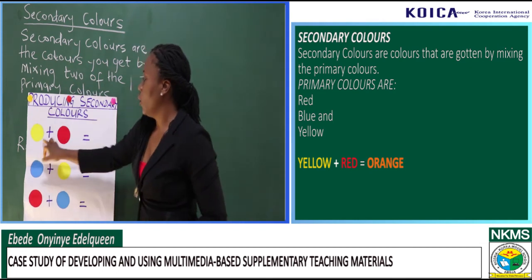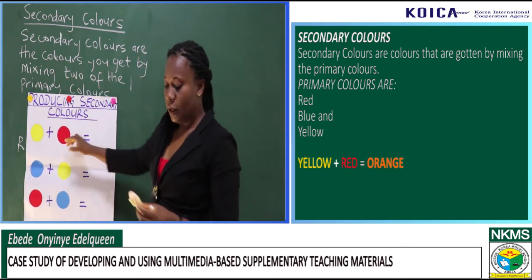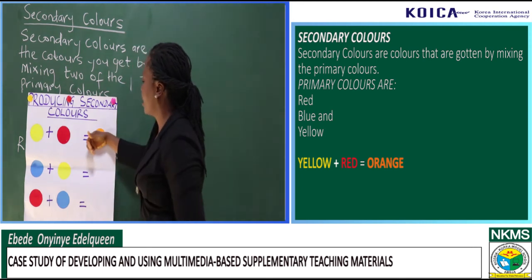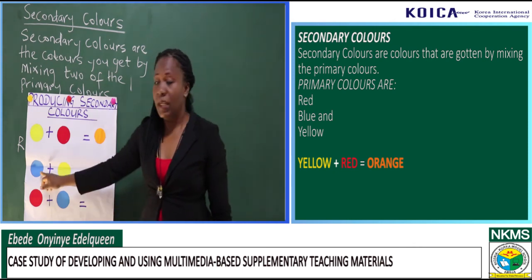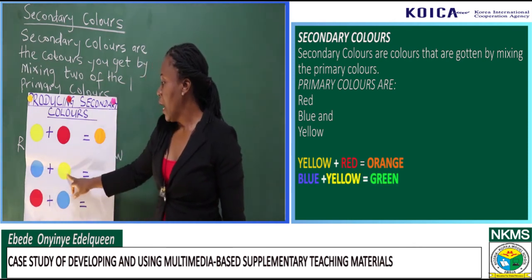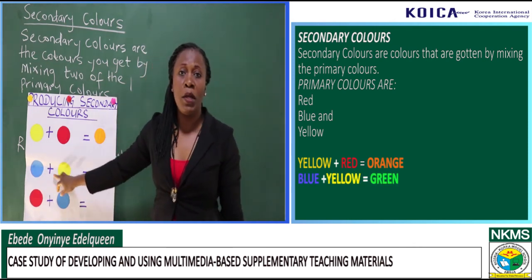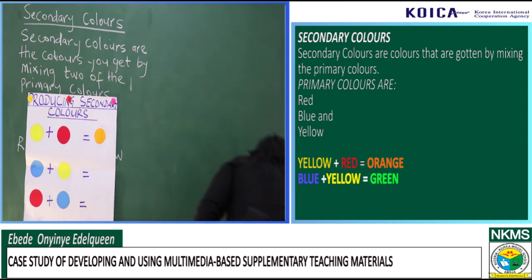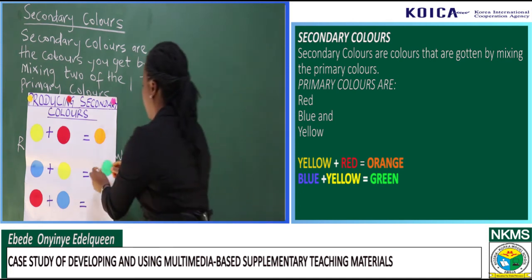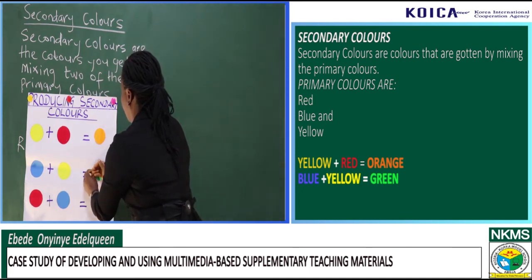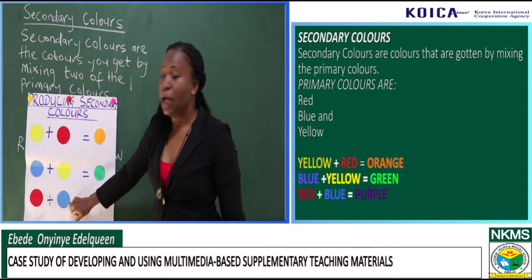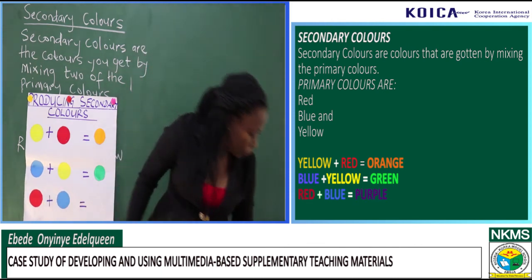When you mix yellow and red, you get orange, and orange is a secondary color. Then you mix blue and yellow. When you mix blue and yellow, you get green. Then when you mix red and blue, you get purple.